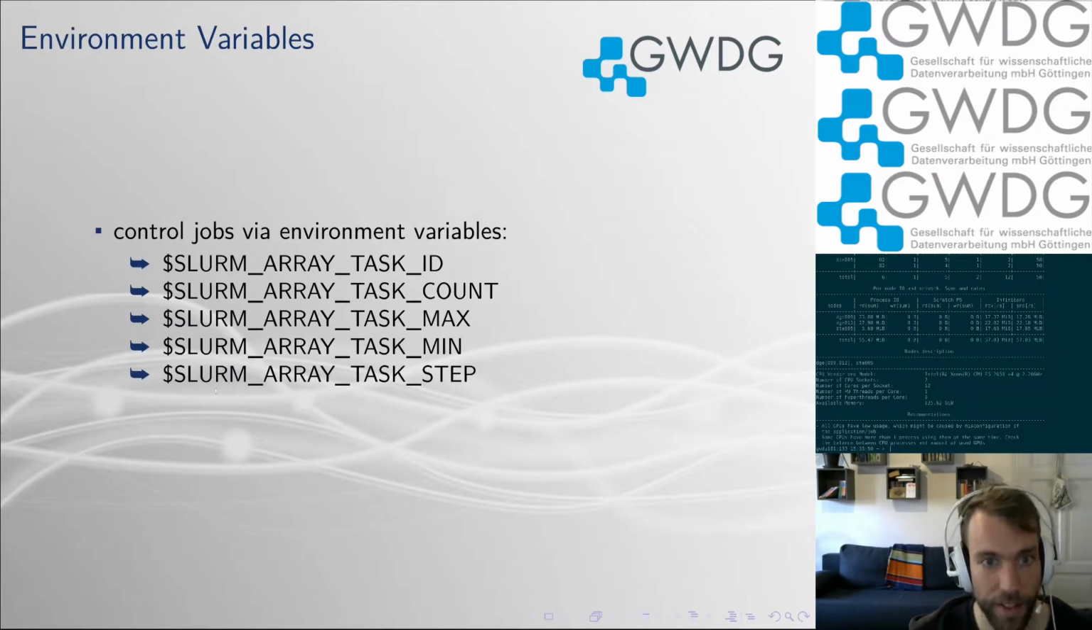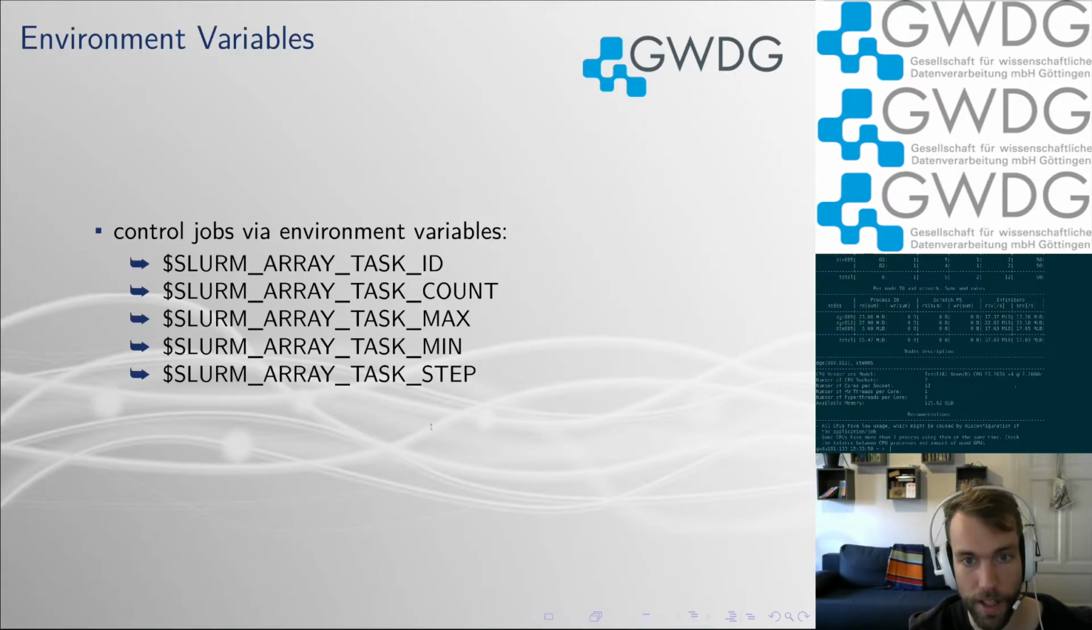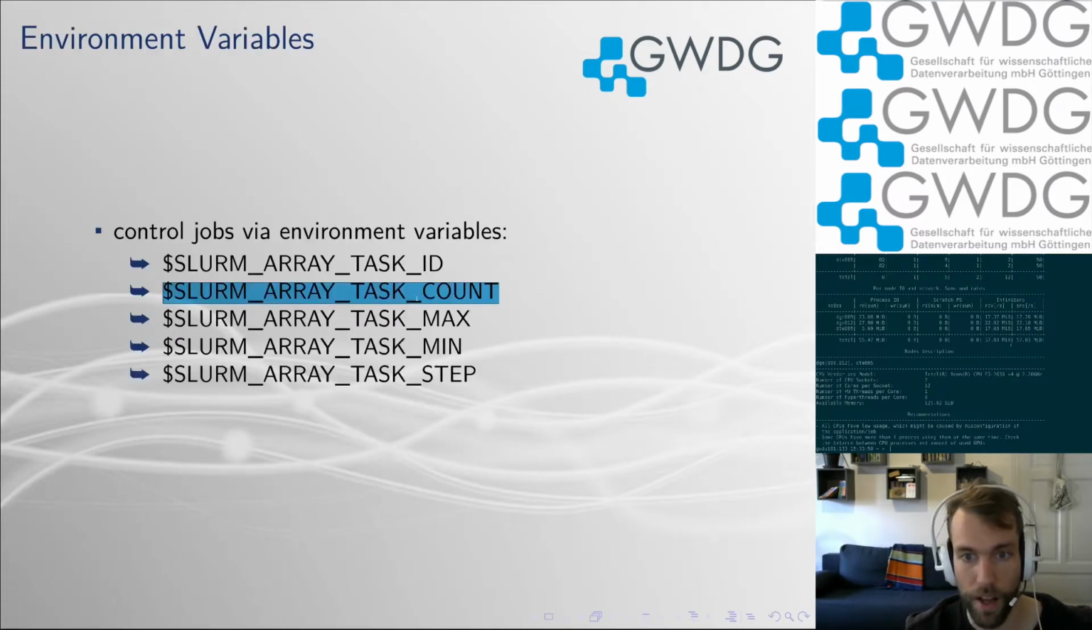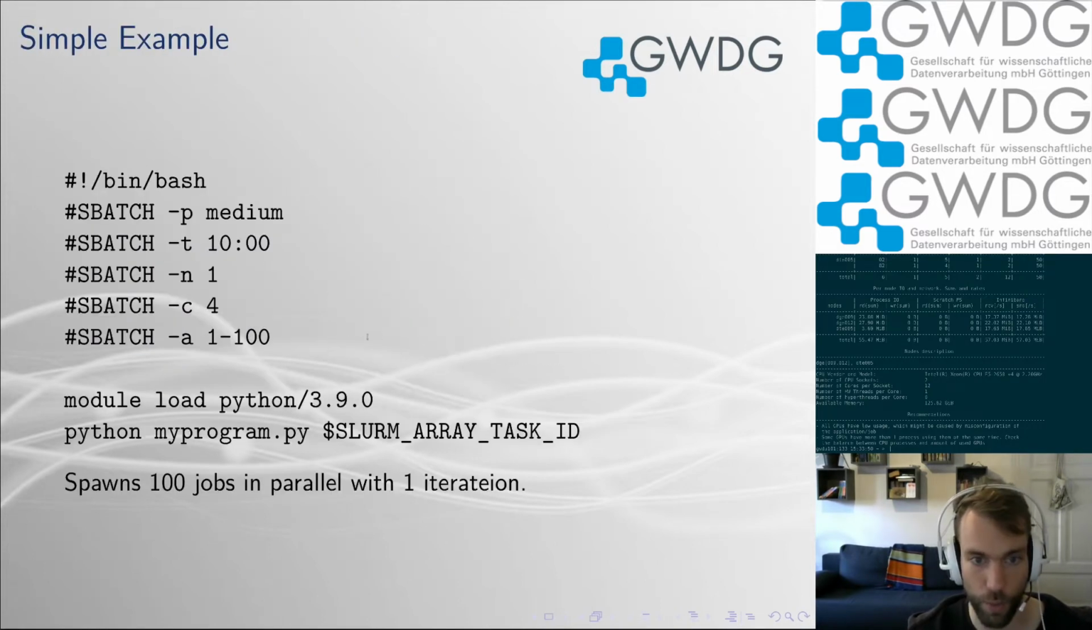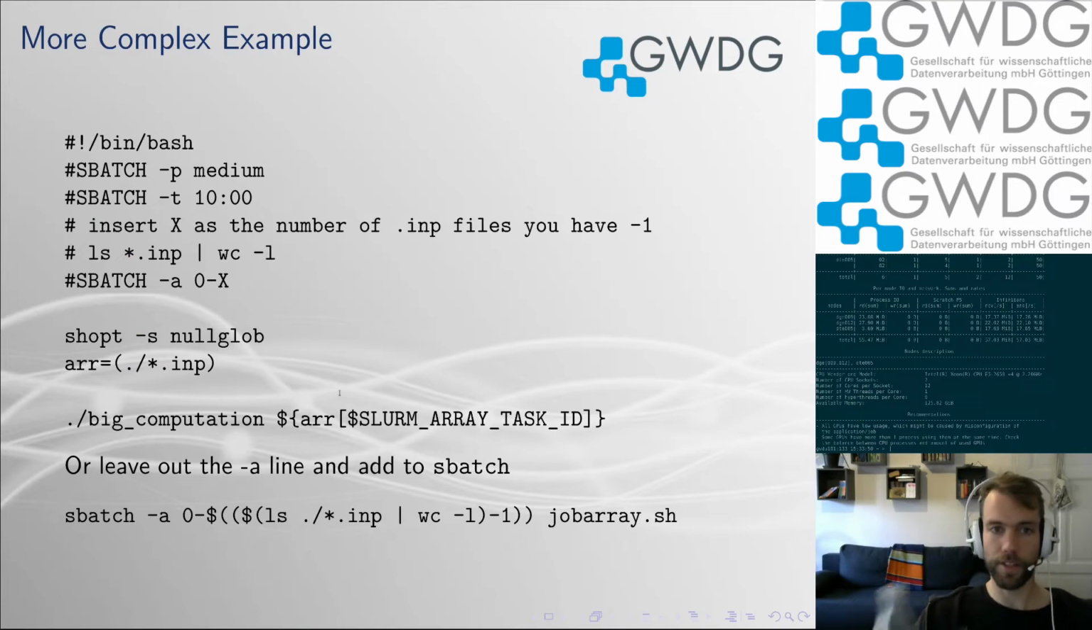And inside your job script, you can control your job via environment variables. For example, SLURM_ARRAY_TASK_ID, which is what we used here. It's basically the task ID the job has. Then the count, which is in this example 100, so how many tasks there are in total. The max and the min, so in this case 1 and 100. And the step size, if you gave the step size. And this now is a bit more complicated example.